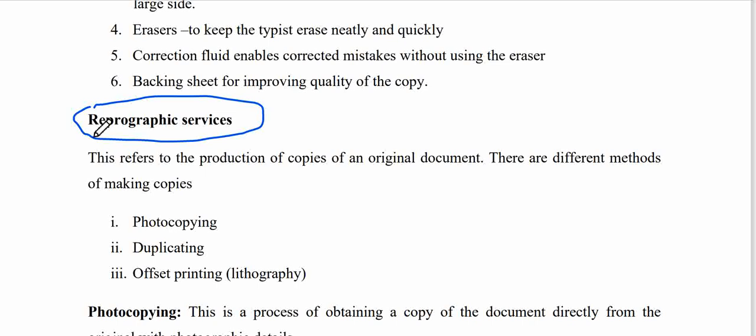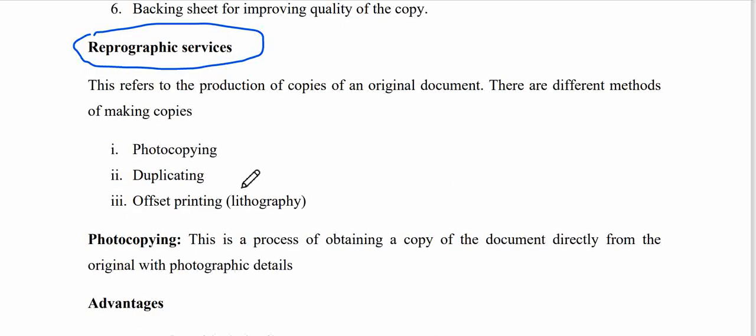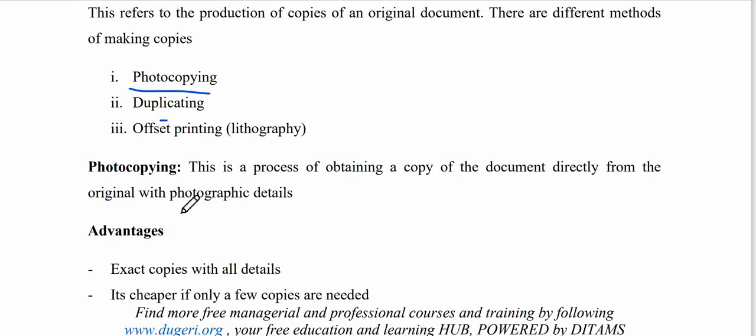Okay. So, like I was talking about reprographic services. I said reprographic is duplicating, photocopying, or maybe offset printing, and that's what we call lithography. Reprographic service refers to the production of copies of an original document, and there are different methods of making it. You can photocopy, you can duplicate, you can do offset printing.